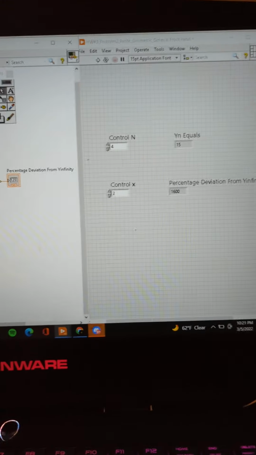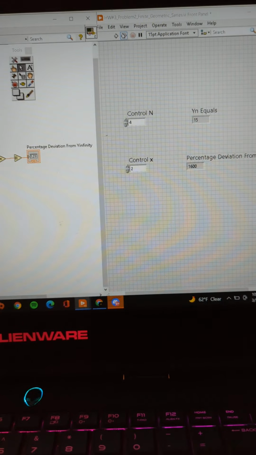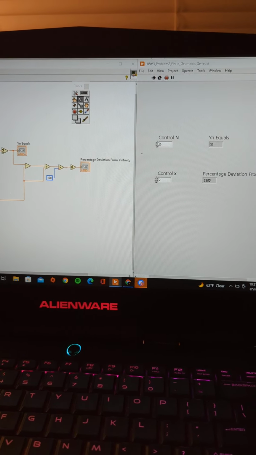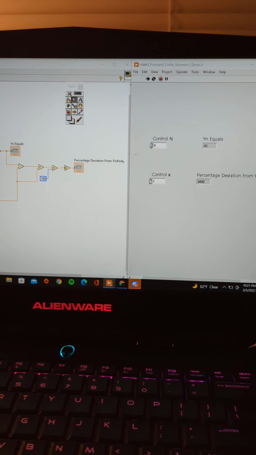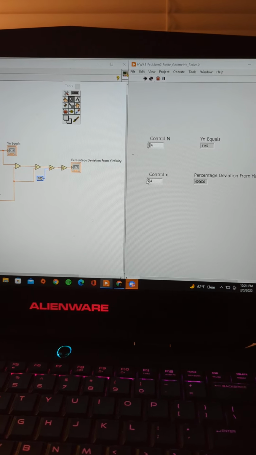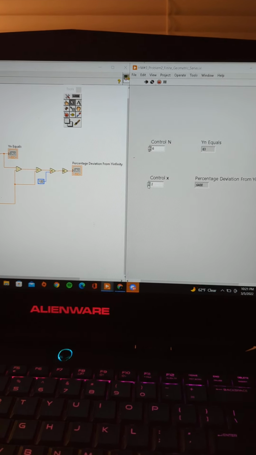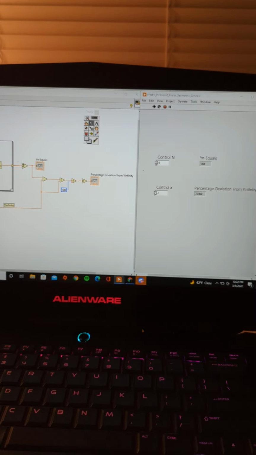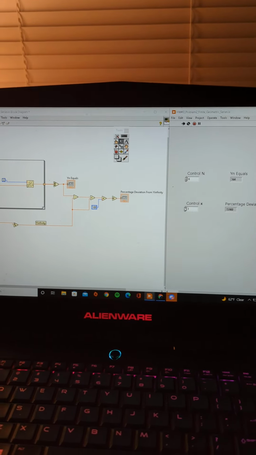And I already have some numbers put in, so we can run this continuously. And as you can see, as you change n, numbers go up, and as you control x, numbers go up, which makes sense because it's a sum, so the more input, the more output, you know? But yeah, this was problem 1 and 2 from chapter 3.